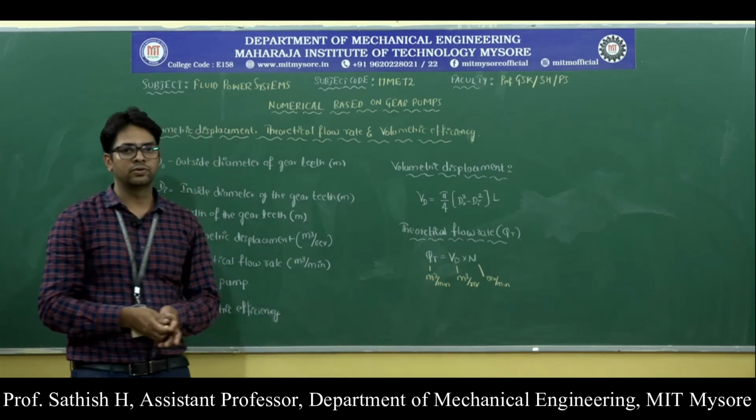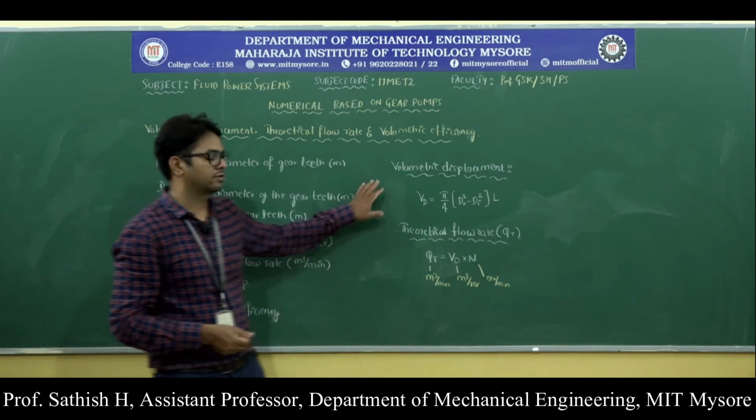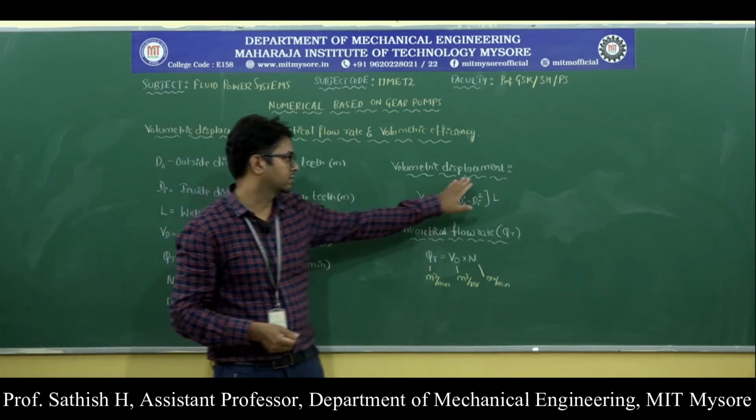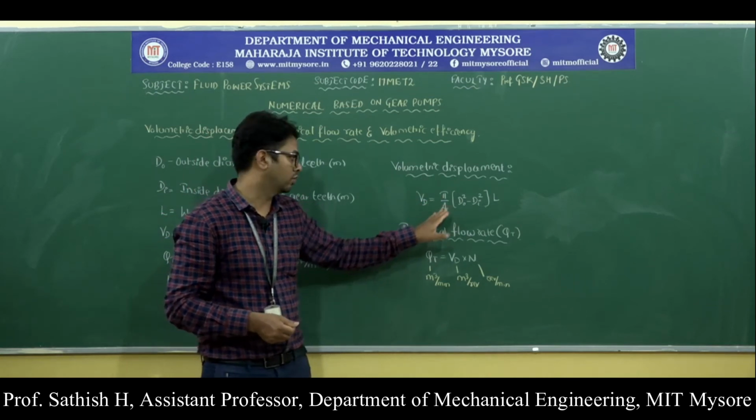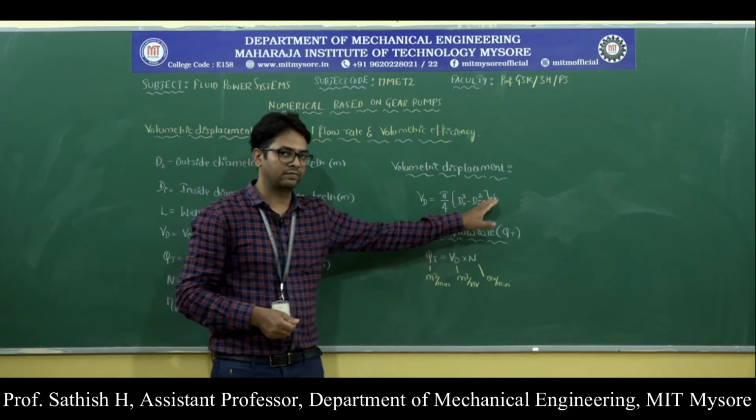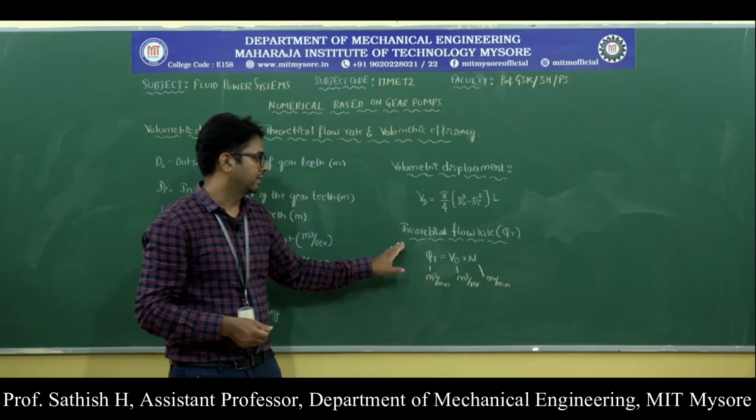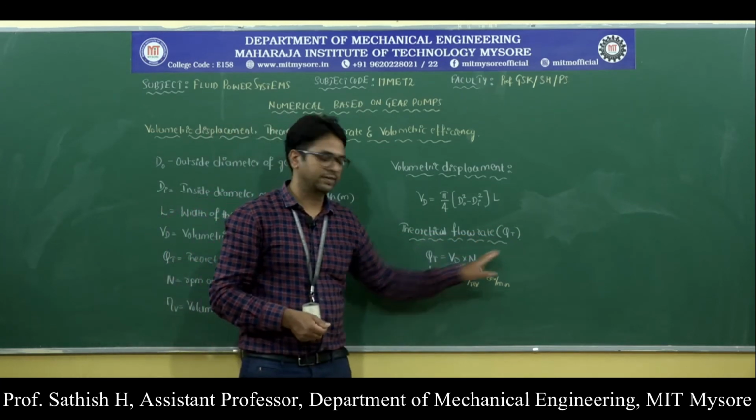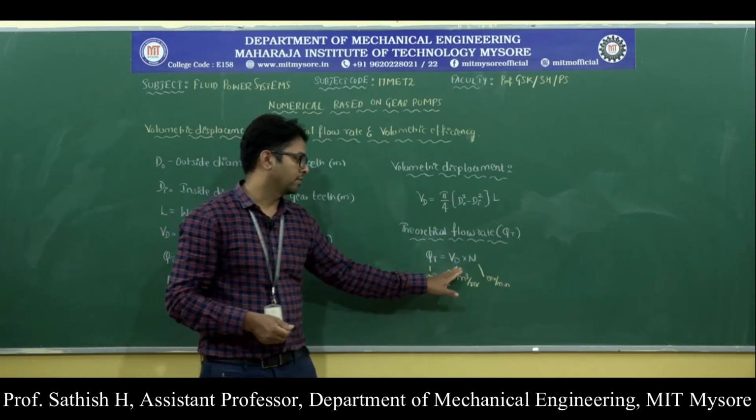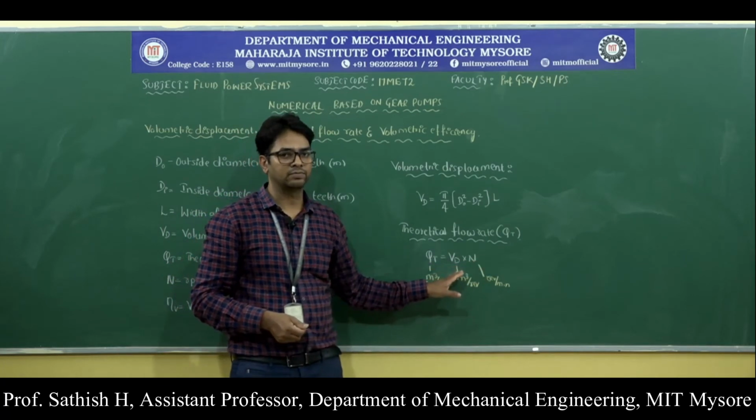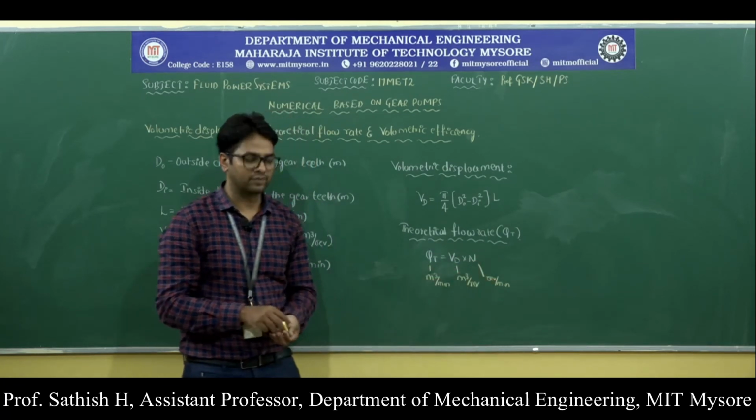So these are the two expressions we need in order to solve the problems. One is volumetric displacement, which is given by Vd is equal to pi by 4 d naught square minus di square into L, and then the theoretical flow rate, Q suffix T, is equal to Vd into N, that is volumetric displacement multiplied by the speed of the pump, okay.